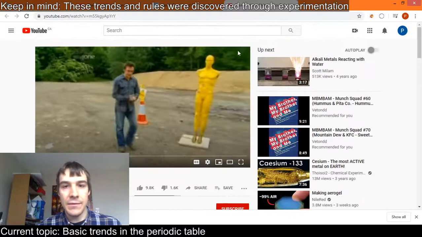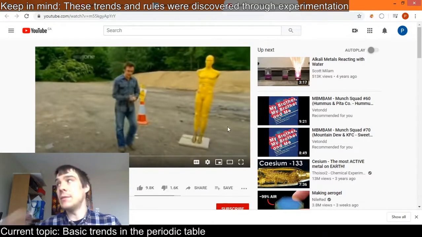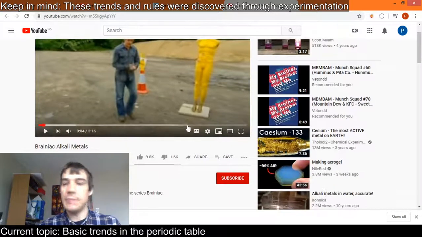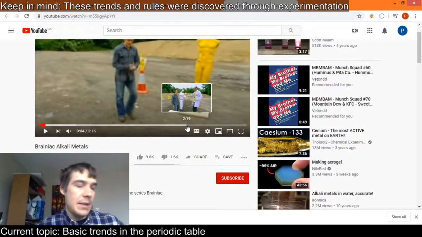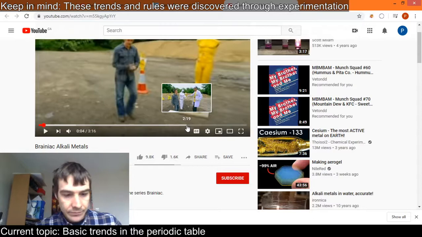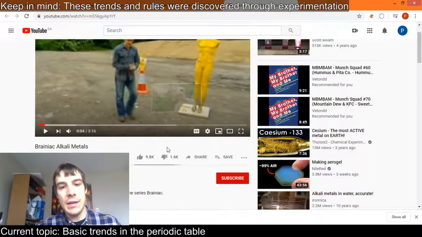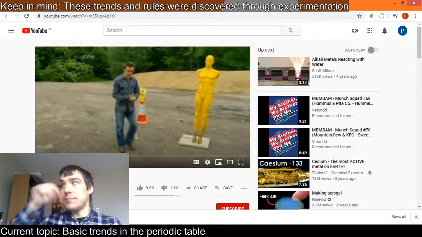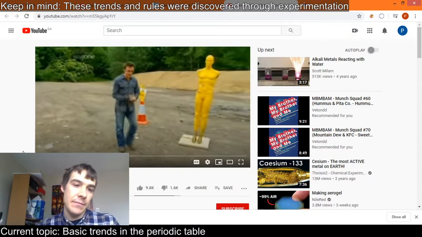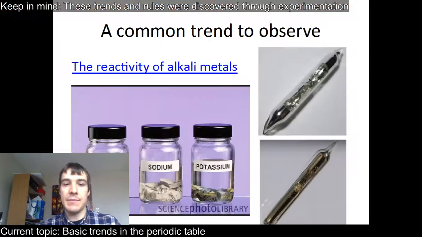But essentially, the further down the alkali metals you go, so lithium, sodium, potassium, rubidium, cesium, and francium, the further down you go, the more violent their reaction gets with water. It's pretty interesting, so I'll link some real experiments and demos for that down below.